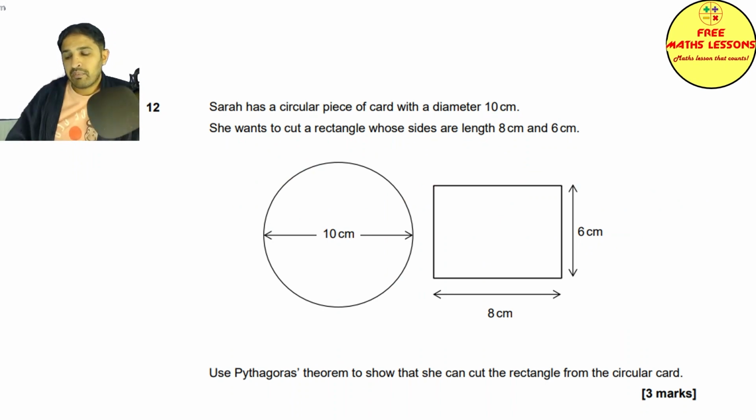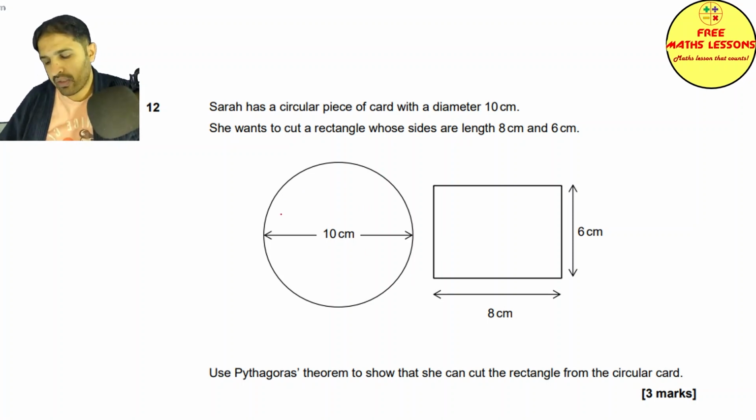Sarah has a circular piece of card with the diameter 10 centimeters. She wants to cut a rectangle whose sides are length 8 by 6 centimeters. So she wants to cut that rectangle from the circle here. The key thing is it does tell you to use Pythagoras theorem to show that she can cut the rectangle out from the circular card. So we're saying, okay, how do we cut the rectangle? If you're trying to put a rectangle straight here, you can, because that diameter is going to go there basically.